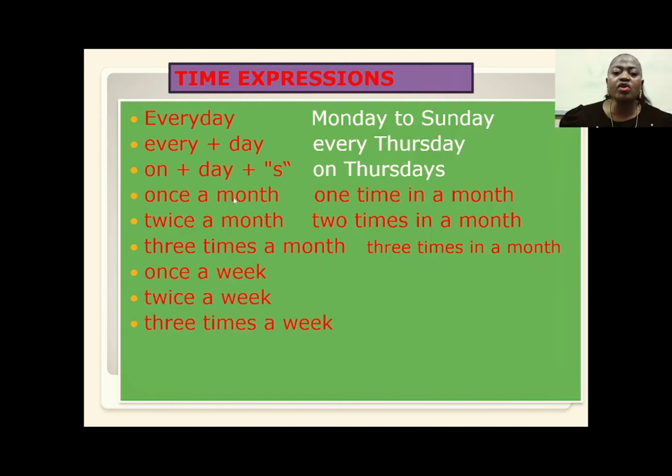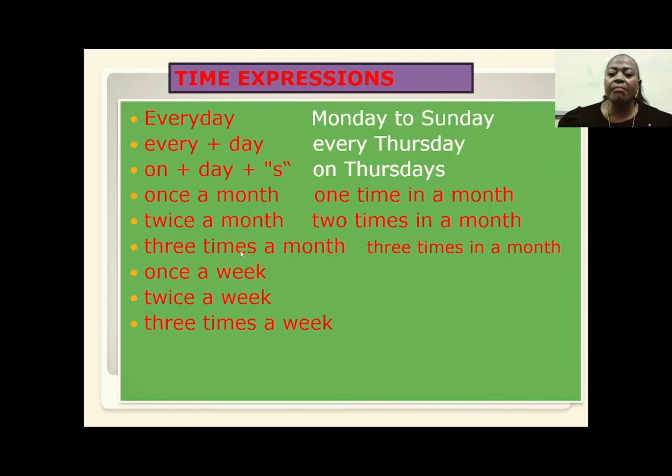Okay, and we also have once a month. So the expression once a month means one time in a month. I go to the cinema once a month. I go to the shopping mall once a month. Means I go to the shopping mall one time in one month. Twice a month here means two times in a month. Once is one. Twice is two.